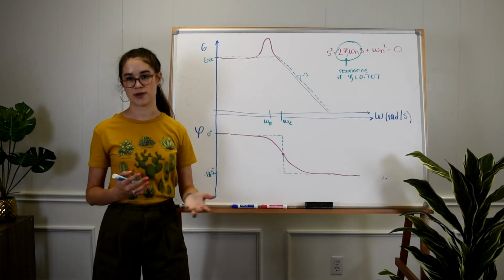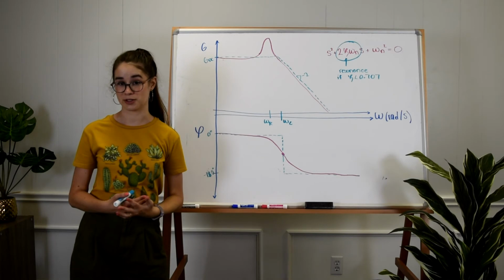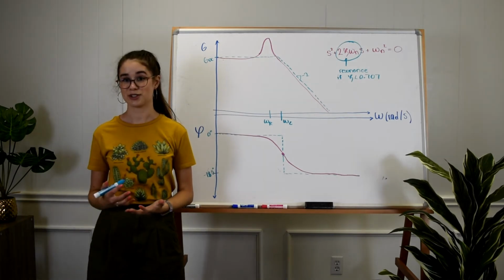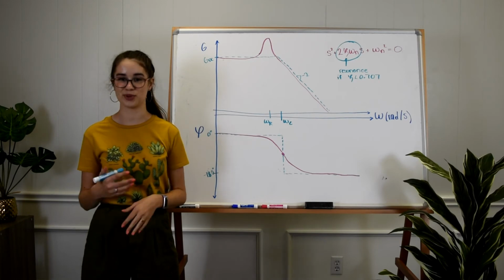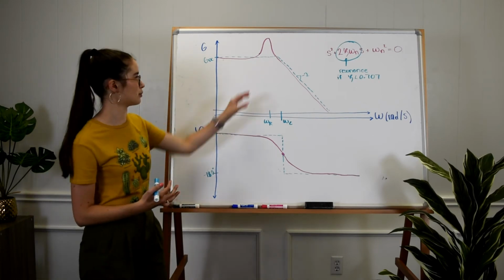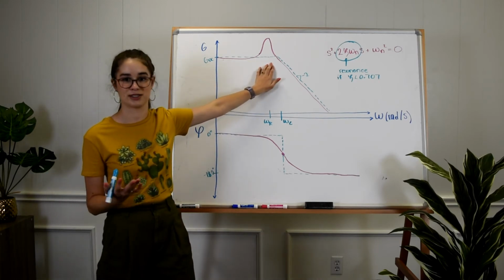That's why we don't see resonance on our second order overdamped graphs. For overdamped systems, our zeta is greater than 1, which is also greater than 0.707. So the peak flattens out and just disappears.